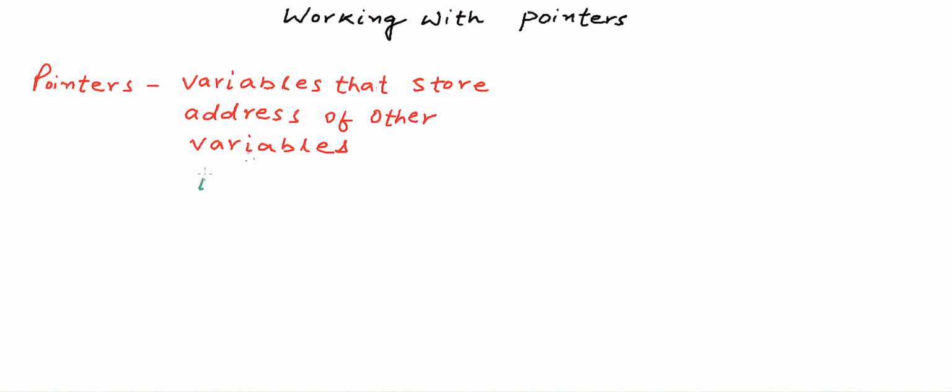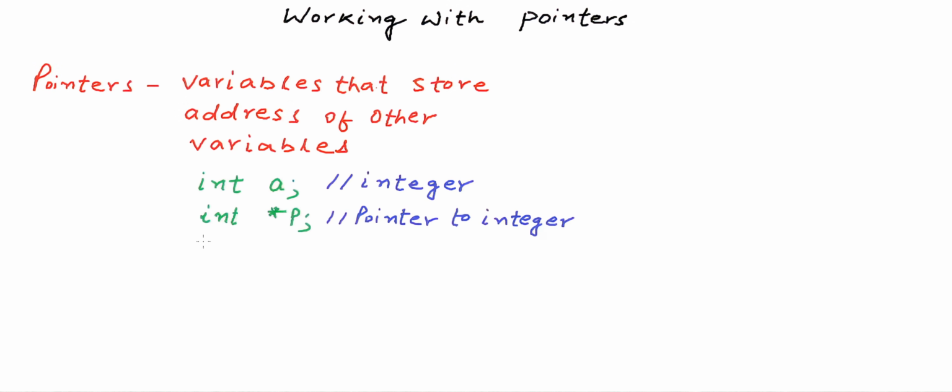We declare a normal variable with a syntax like the data type followed by the variable name. But we declare a pointer variable with the syntax of data type and an asterisk sign followed by the variable name. We need an integer pointer variable to store the address of an integer. To store the address of, say, a character variable, we will need a character pointer. So the same syntax will be used.